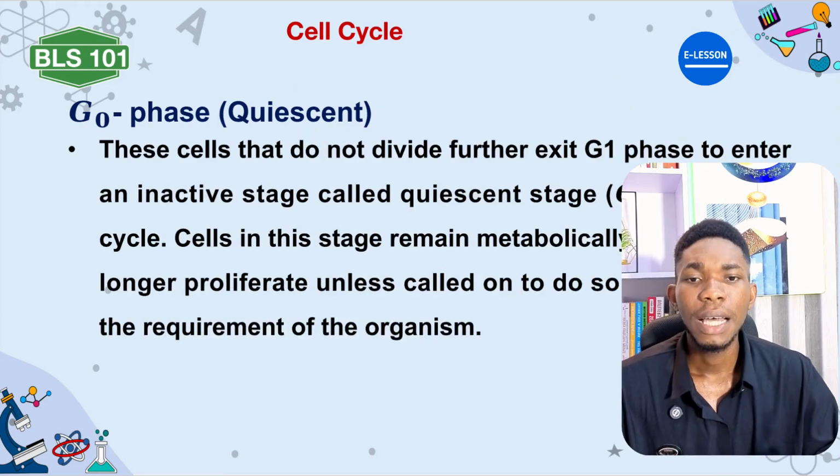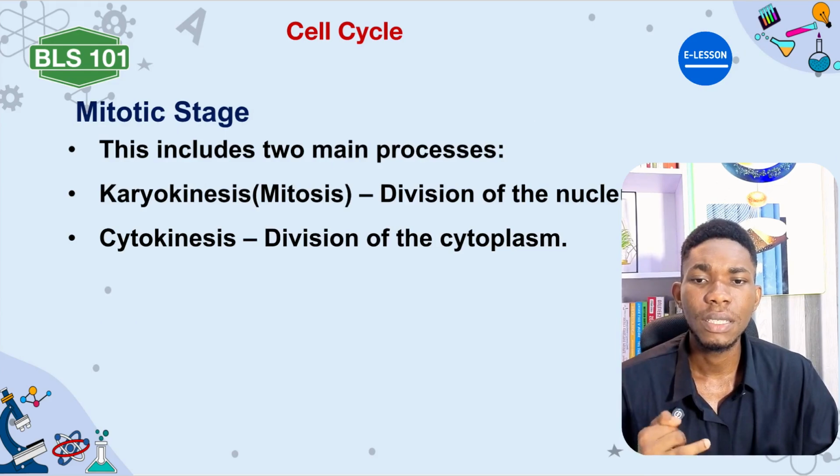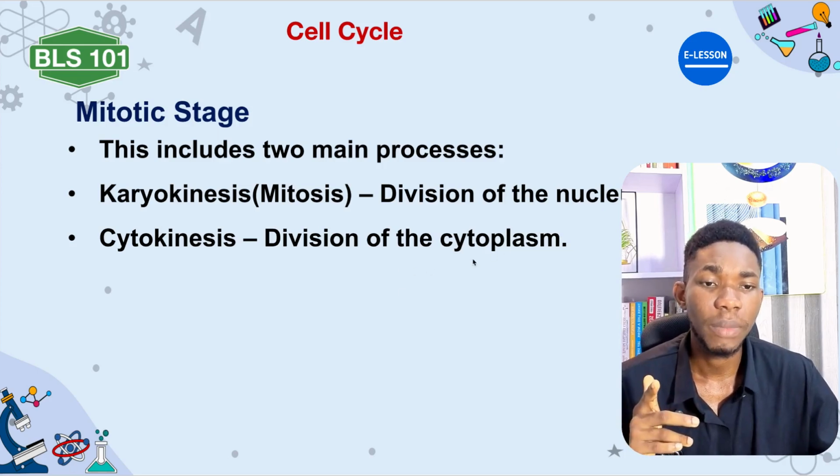All right. Now, we talked about the mitotic stage. We said that in the mitotic stage, there are two. We have the karyokinesis, which is the main mitosis, and then we have cytokinesis, which is the division of the cytoplasm.